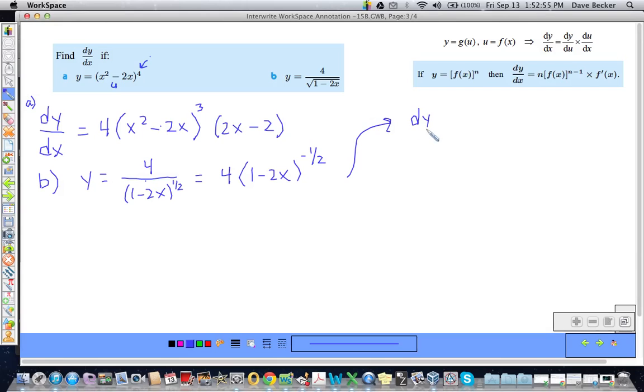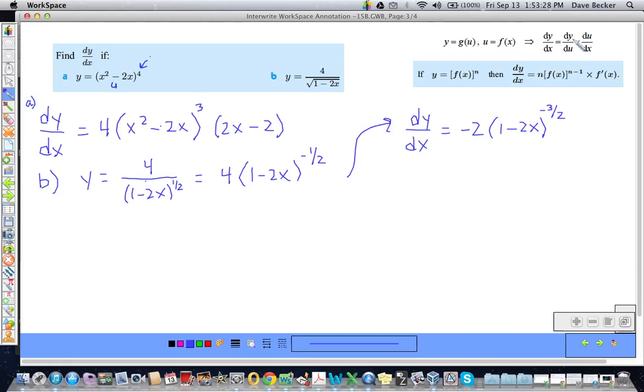dy/dx equals the derivative of the outside function. The outside function is really just the exponent negative 1/2. So I'm going to use my power rule. Derivative of the outside: negative 1/2 times 4 is negative 2, times, now this is my u in here, I'm not going to do anything to it. Now I have to subtract 1 from the exponent. Negative 1/2 minus 1 is negative 3/2.